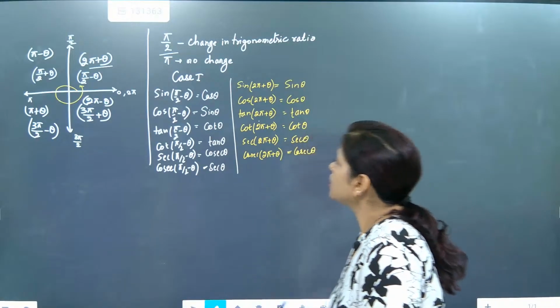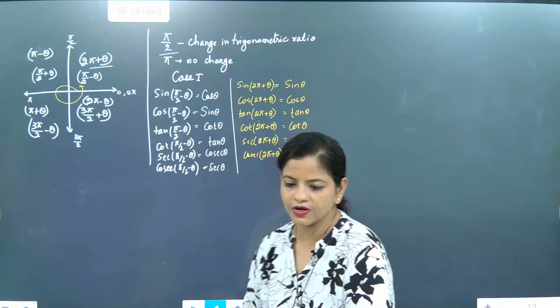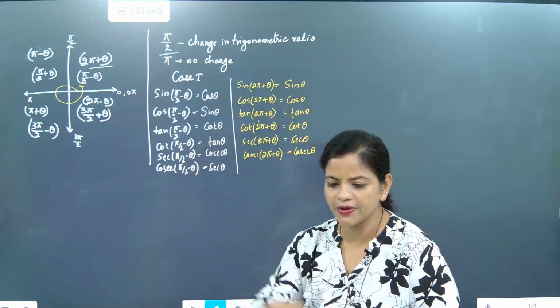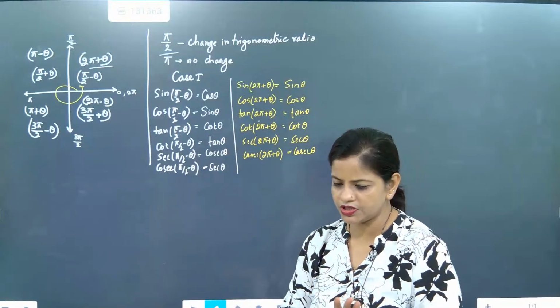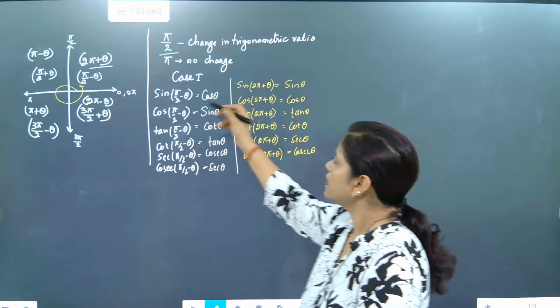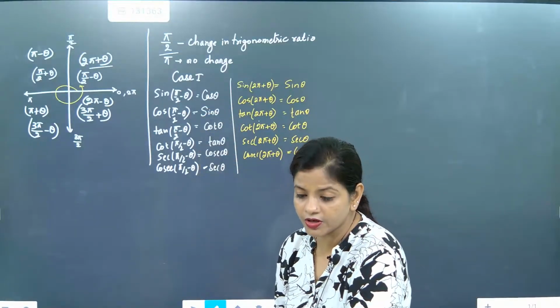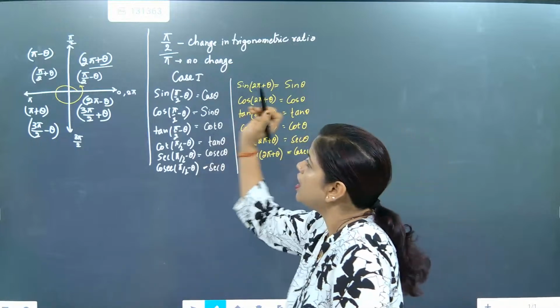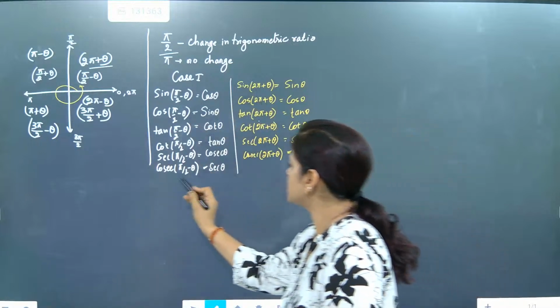Now look here. When we are talking about case 1, all 6 trigonometric ratios, the angles will be odd multiple change, even multiple don't change. Odd multiple, even multiple of what? Pi by 2 and pi I am talking about. Don't get confused about it. Now I'm going to go for case 2.